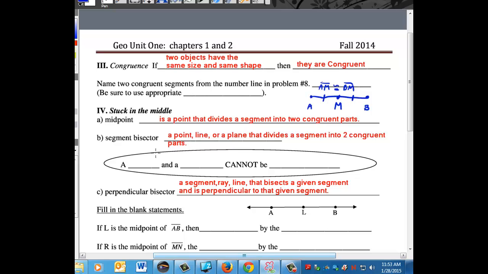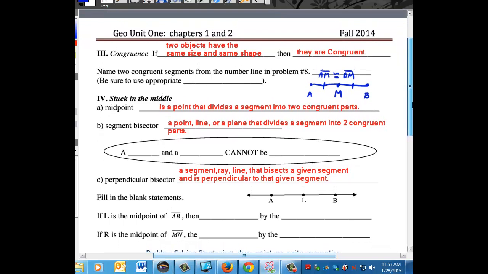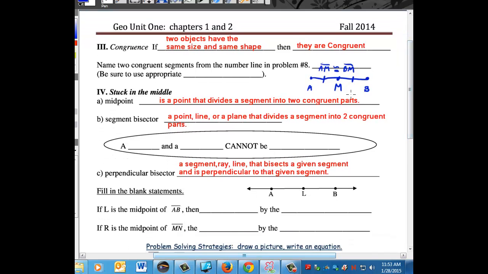Next term that we have is called a segment bisector, and we want to make that drawing as well. It's going to be tough to do with our space divider, but let's make a drawing down here. So first, let's start with our segment AB. So there's segment AB. And this time we're going to cut this segment in half with either a point, a line, or a plane. And usually it's done with a line, so we'll do this with a line, but it can also be done with a point or a plane.